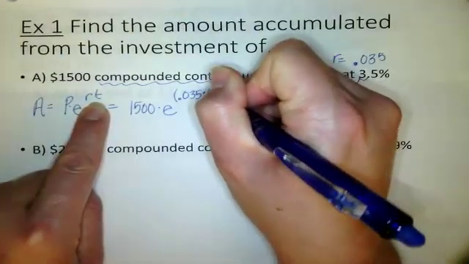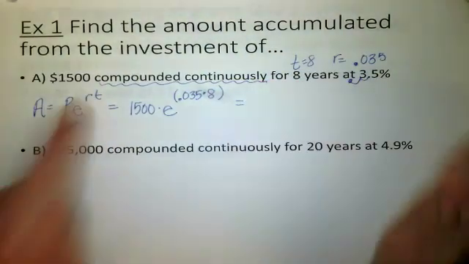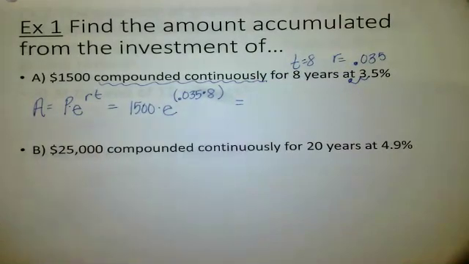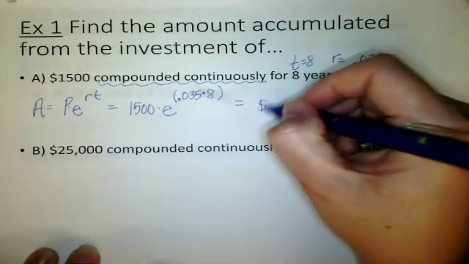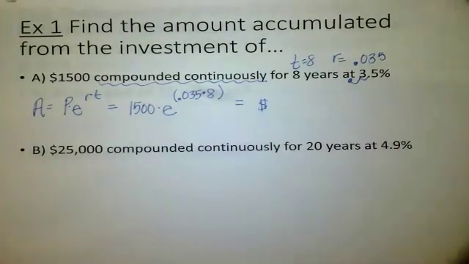So 0.035 times the 8. Please plug that into your calculator. Make sure, this is the important part, do you know how to use your calculator? And this is talking about money. So we're talking about $1,500. How much money do we have after 8 years?